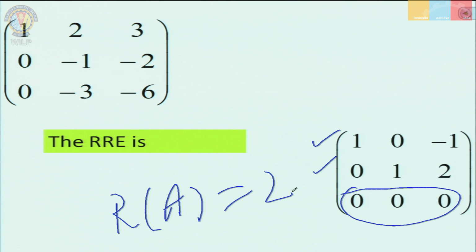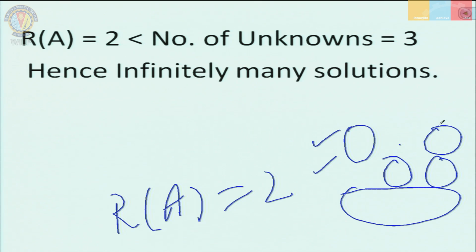And what are those solutions? From here you see this one, what is the meaning of this second row? That is y plus 2z is equal to 0, and from here x plus 0 into y minus 1 into z is equal to 0, and see what you are going to get.